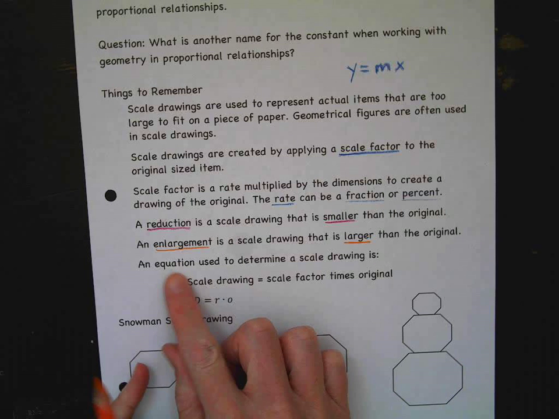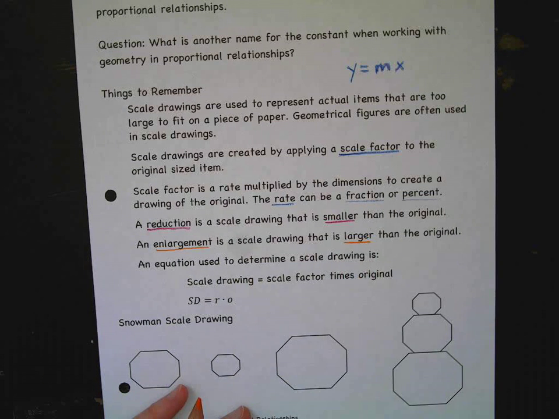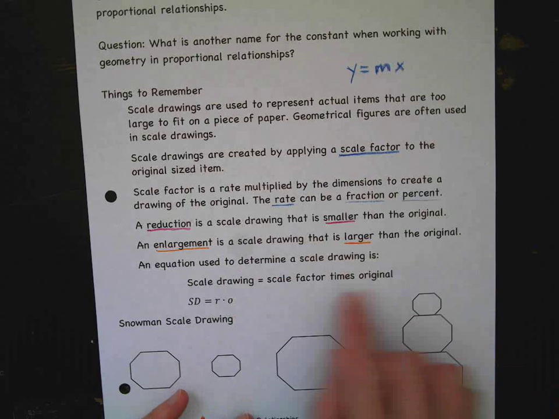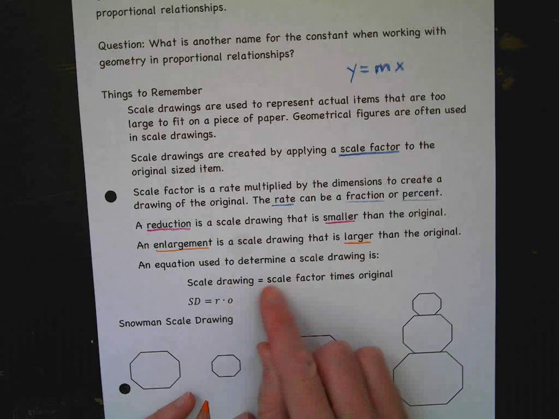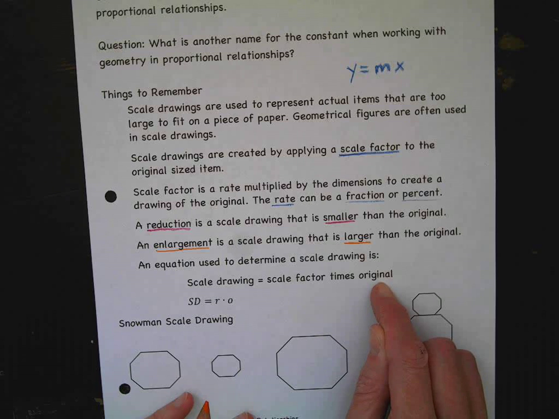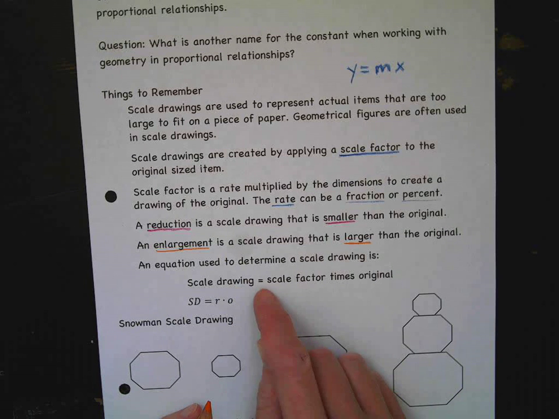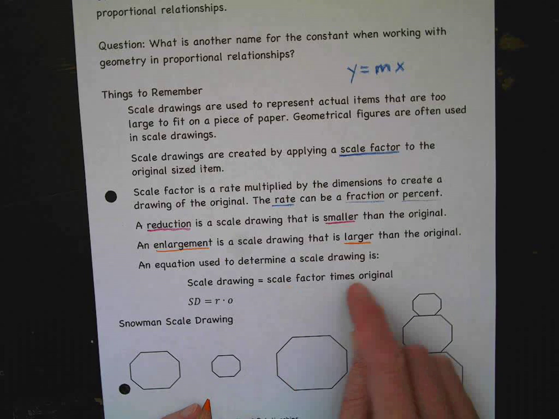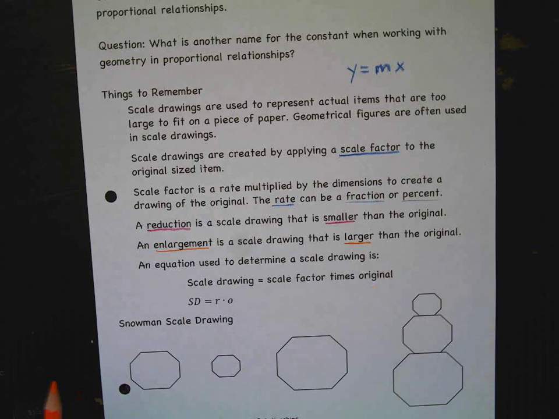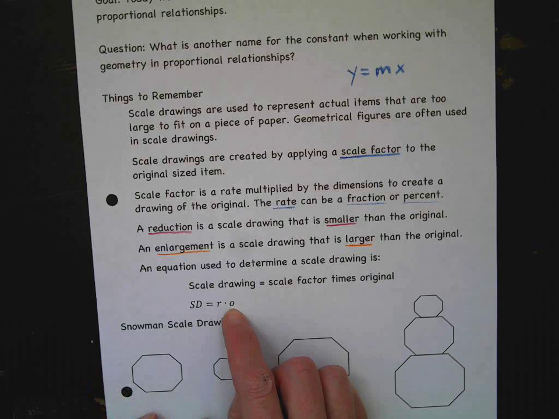And then we have an equation used to determine a scale drawing. Wait a minute, let's say that again. Scale drawing equals scale factor times original. SD equals R times O.